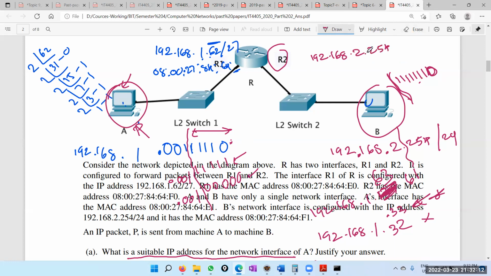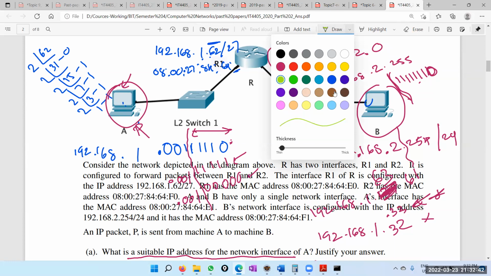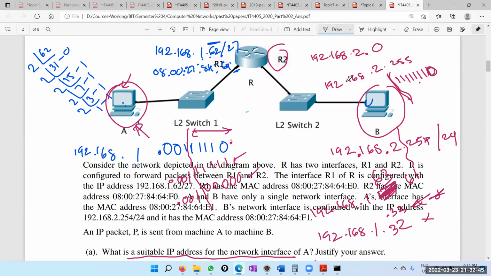192.168.2.0, that is all zeros. Then the biggest one is 192.168.2 and all ones, that is 255. But these two are reserved. So therefore, the smallest IP you can assign here is 1, because 0 is reserved. The smallest one is 192.168.2.1. The biggest is 255, but it is reserved because that is the broadcast ID.